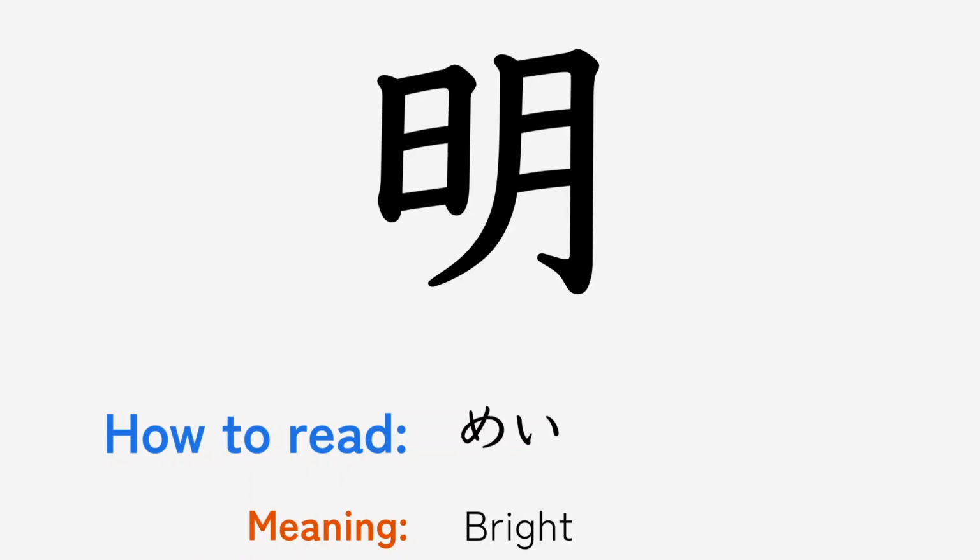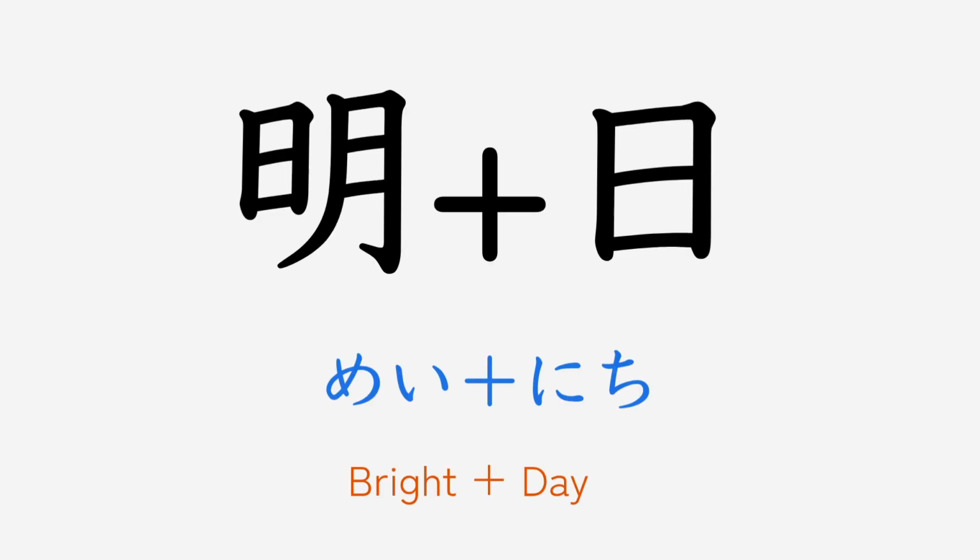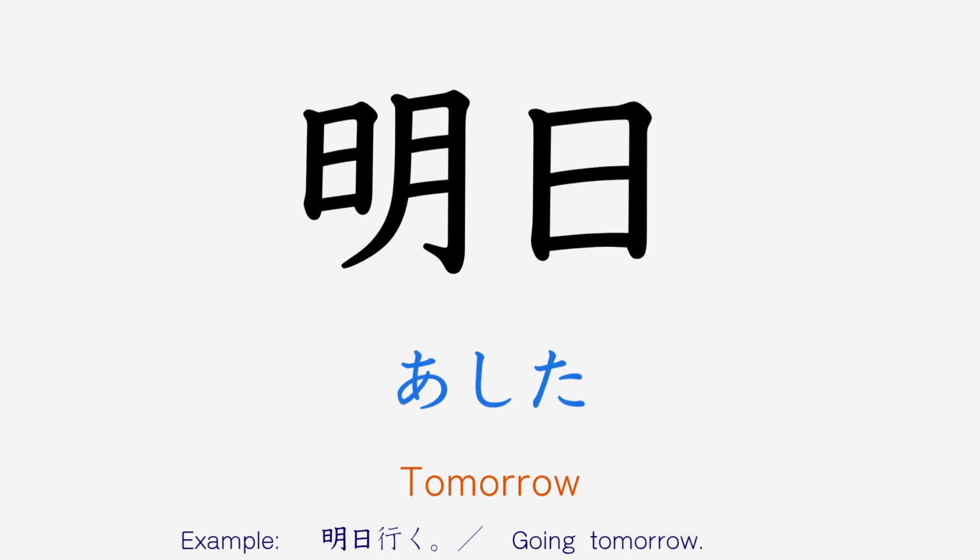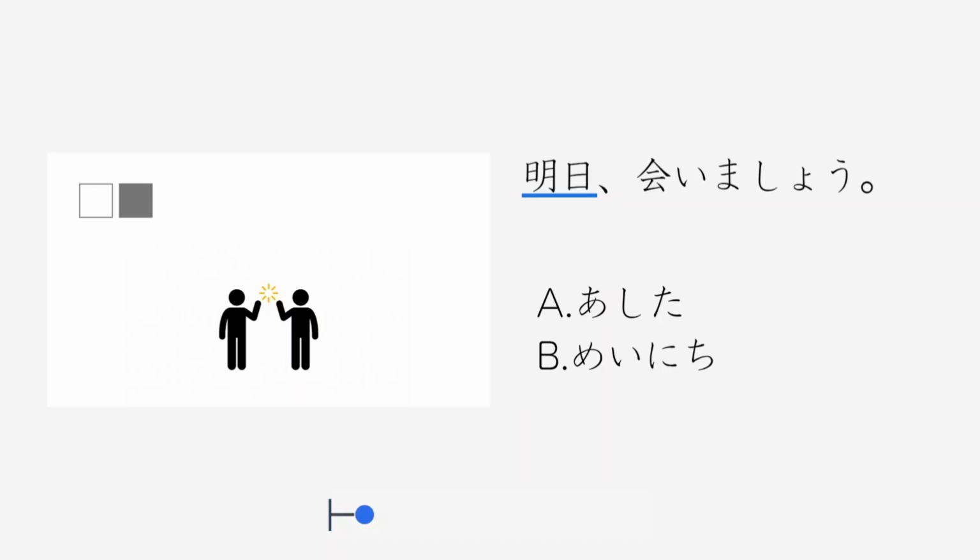明 means bright. It means the dark night turning bright. When tonight turns bright, the next day is tomorrow. The special reading is 明日. How do you read the underlined kanji? The answer is A.